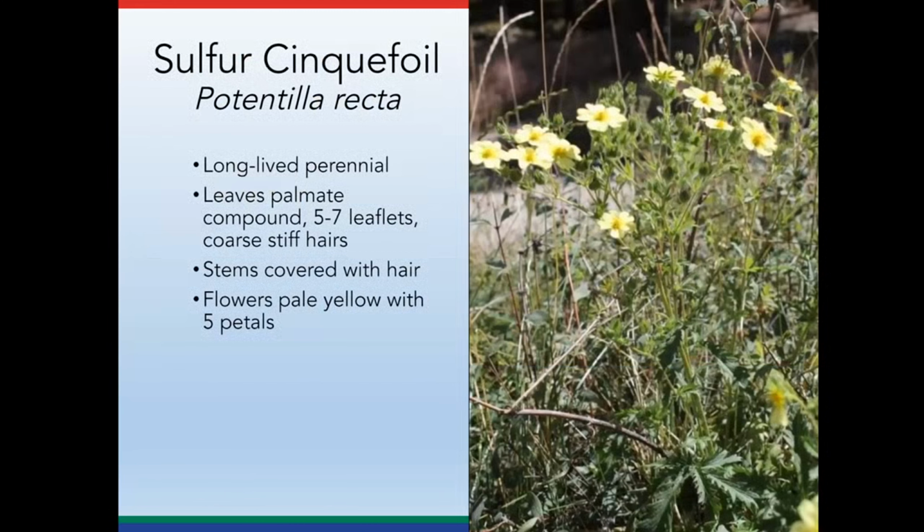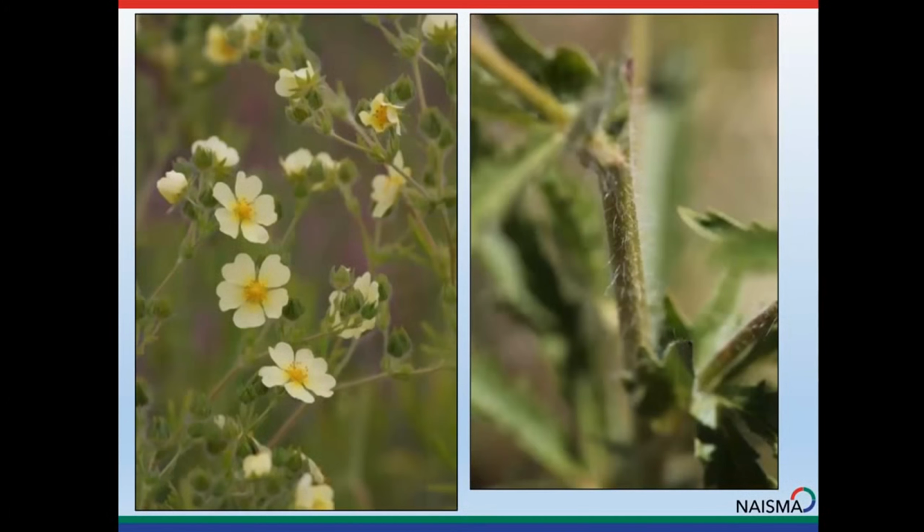Sulfur cinquefoil is a long-lived perennial. It has palmate compound leaves. So the leaves radiate from a center point, just like your hand, and they'll have 5 to 7 leaflets, which is really important. And they're covered in coarse, stiff hairs, as are the stems and the flower buds. All parts of this plant are covered in hairs. And the flower petals are pale yellow, or sulfur or butter colored, with 5 petals. So there are many native cinquefoils, and we deal with a lot of them when we're certifying hay. So the important designation for this species is the sulfur or light yellow colored flowers, the 5 to 7 palmate compound leaves, and then the abundance of hair.